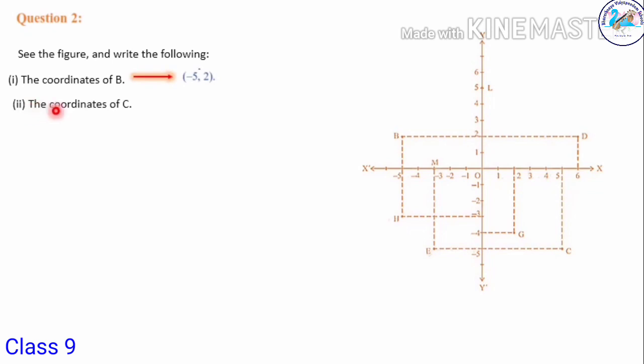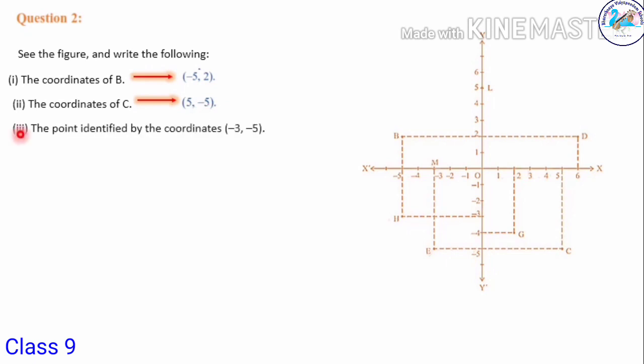Second question, the coordinates of C. The point C is here. First you have to move to the x-axis. So on the x-axis it is meeting at 5, and when you come to the y-axis it is meeting at -5. So when you write it as an ordered pair, first x value, that is 5, second y value, that is -5.